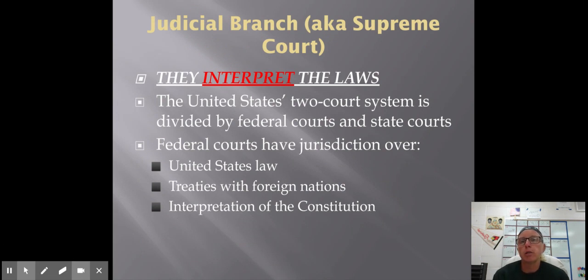That's Article 3. There's a national judiciary. It's not just the Supreme Court, but that's the highest court in the land, and they interpret the laws. We actually have a 2-court system.